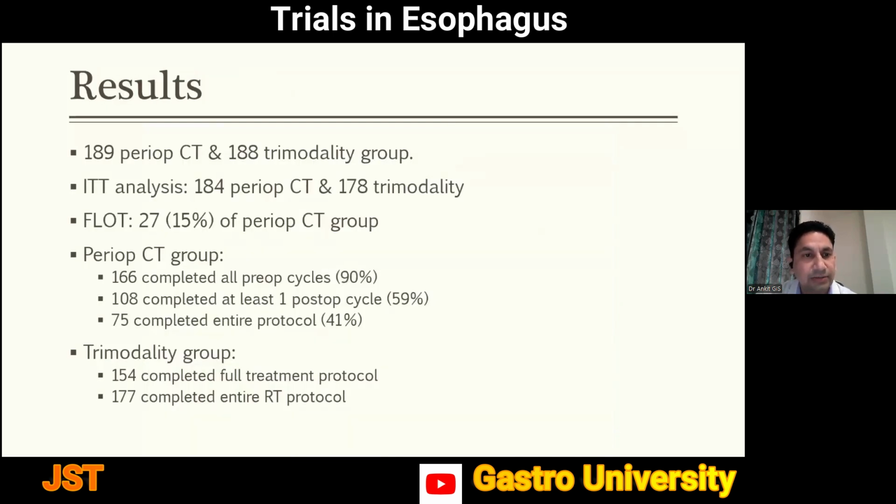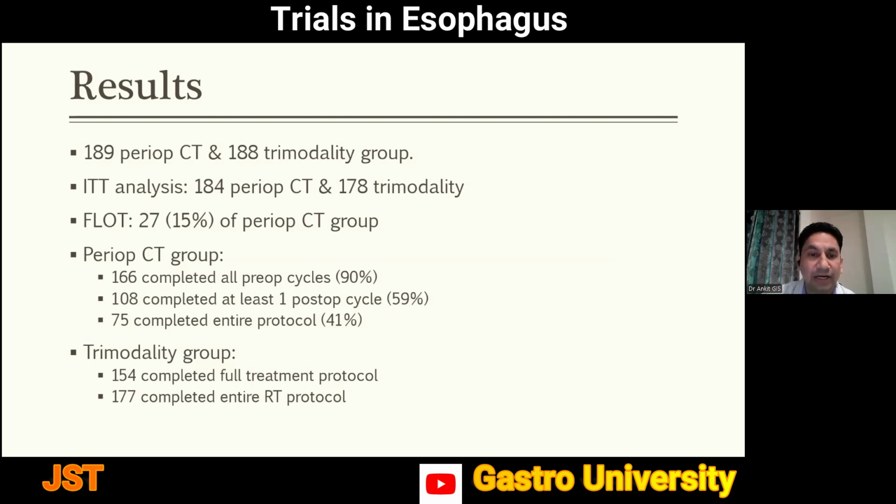So coming to the results, a few of these I have told earlier. The FLOT regimen, after they changed it in May 2018 from MAGIC to FLOT, comprised 15% of the perioperative chemotherapy group. So in the perioperative chemotherapy group, 85% of patients still received the modified MAGIC protocol. In this group, 166 patients completed all pre-op cycles. That amounts to 90% of these patients. 108 completed at least one post-op cycle. That is 59%, and 75 patients, numerically that comes to around 41%, completed the entire protocol.